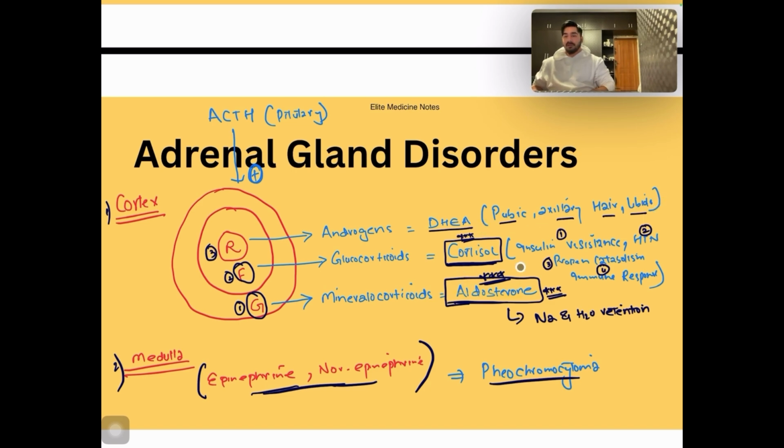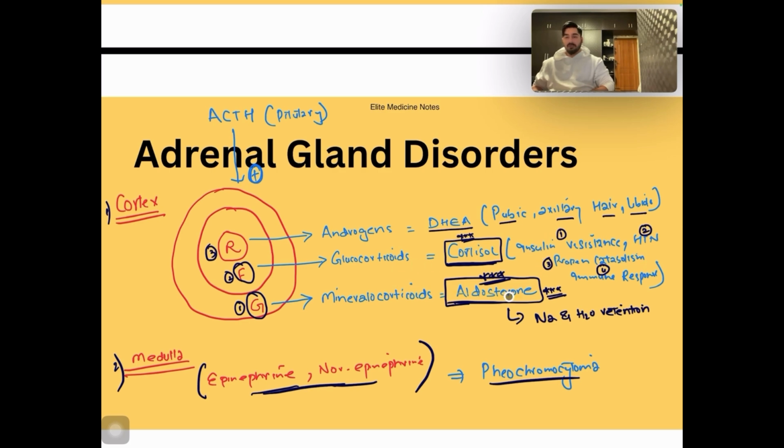So what is the main function of cortisol? Cortisol is a stress hormone. In every stress condition, cortisol is released in the fight and flight response. Cortisol is an anti-inflammatory. Also, it regulates blood pressure. It is responsible for insulin resistance, protein catabolism, and immune response. So whenever cortisol levels are high, the patient will be prone to develop diabetes because of insulin resistance.